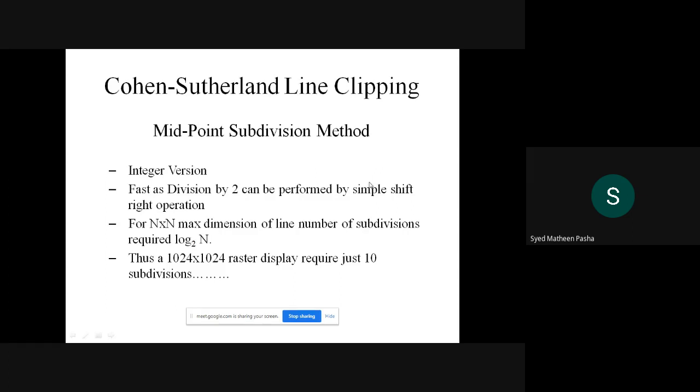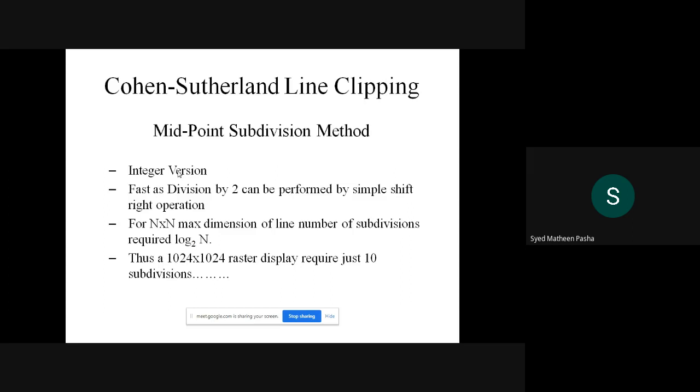Then check out what some of the advantages of the midpoint subdivision method are. In the midpoint subdivision method, remember 2 points. It will first check the original lines, then it will subdivide that line into two parts.